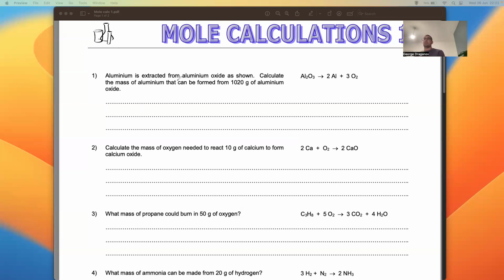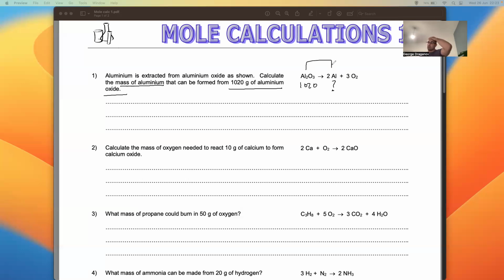My recommended method is that you firstly underline the key parts, calculate the mass of aluminium. So I'm going to put a question mark here because that's what they want us to find out. They can be formed from 1020 grams of aluminium oxide. So I'm going to put 1020 here. That means the sole focus is on these two. We do not care about the oxygen.